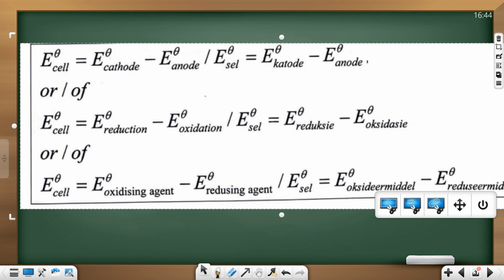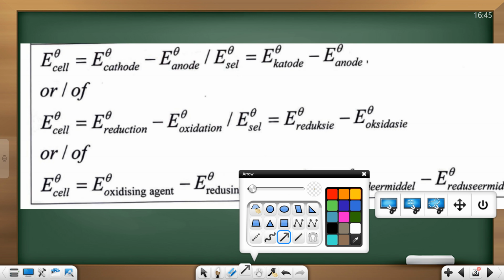What do you notice? EMF equals to what? E cathode minus E anode. There are 3 definitions there. If you go down, what does it say? E reduction minus E oxidation. Next one, E oxidizing agent. You know what I do? I just read downwards.